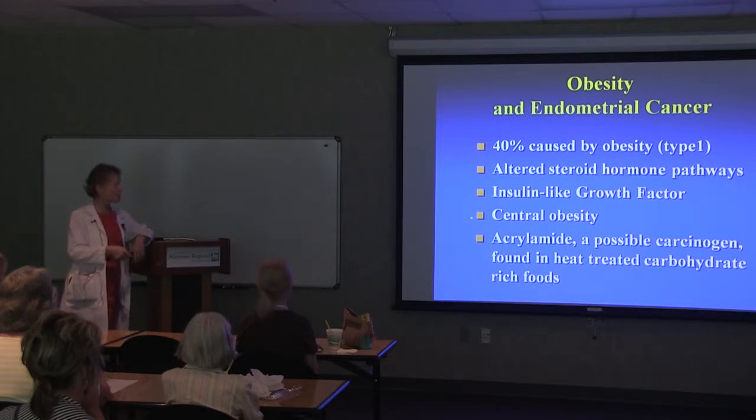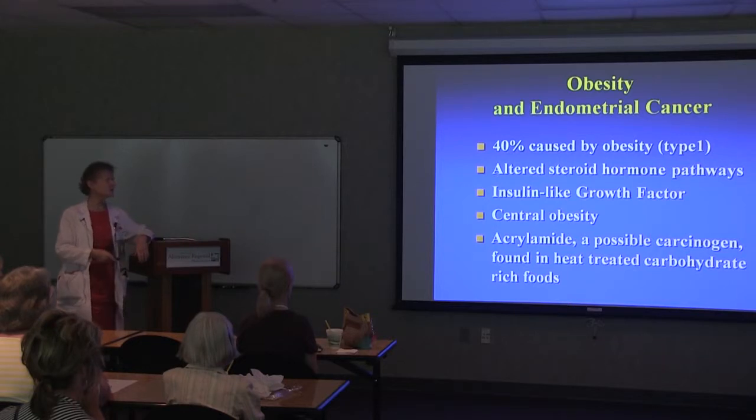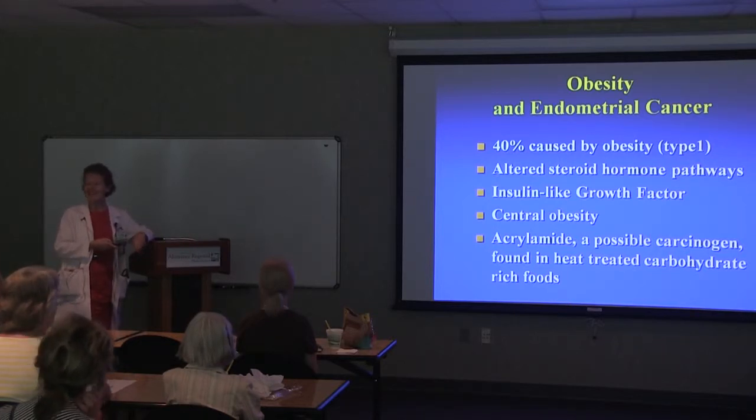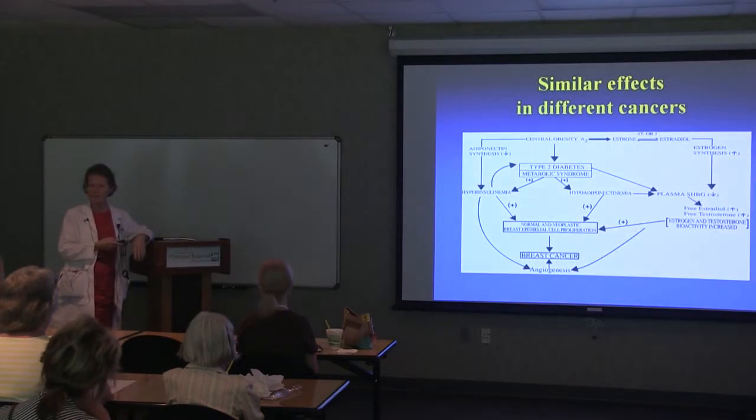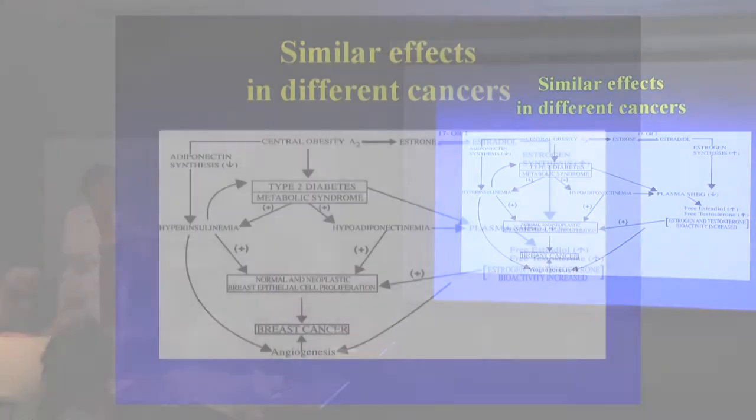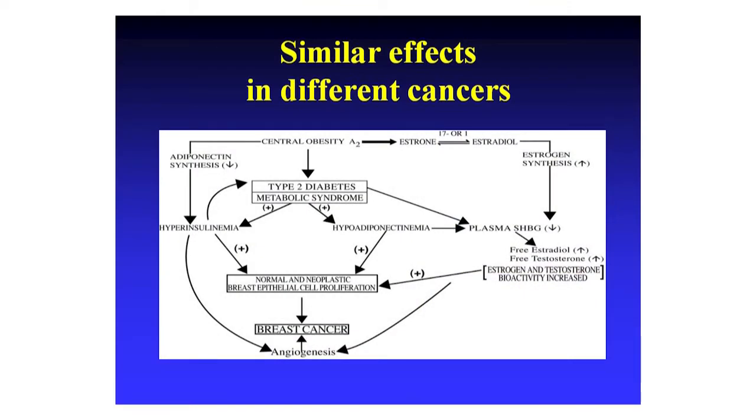And there are also now studies coming out that acrylamide, a possible carcinogen that is usually contained in white bread or carbohydrates. So this is the metabolic syndrome.